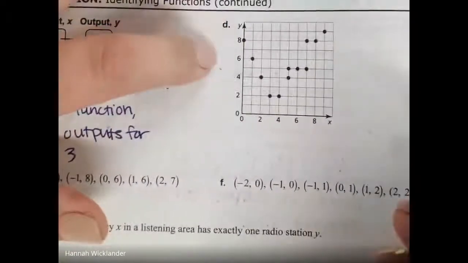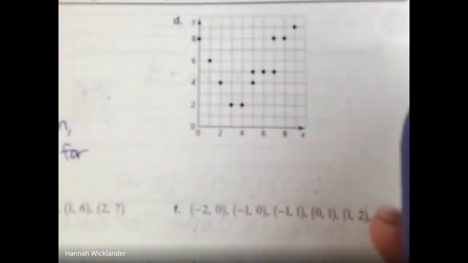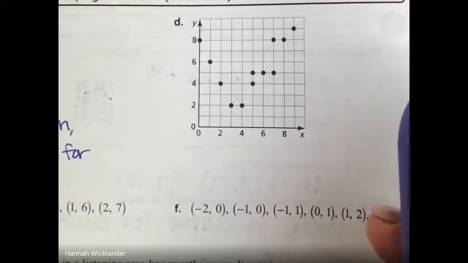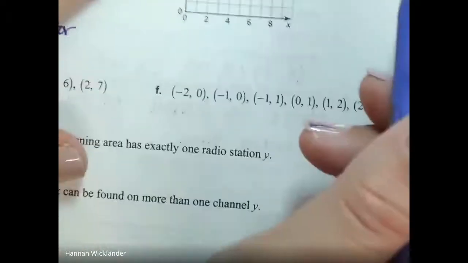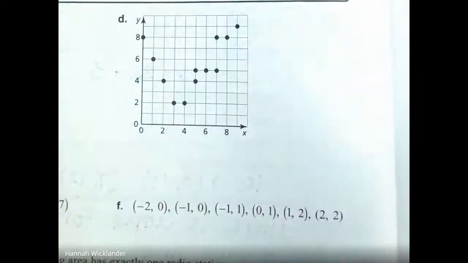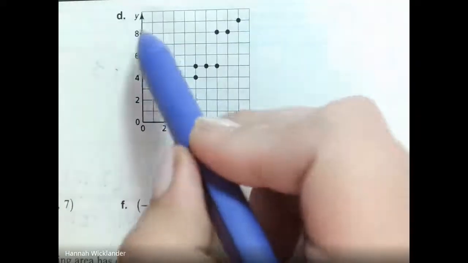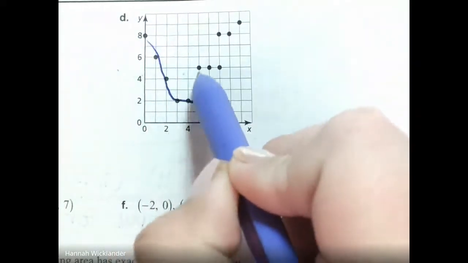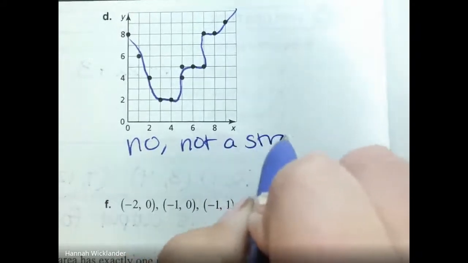Okay, now if we come to D, oh, that looks really weird. Okay, so D, is this a function? No, because it's not a straight line. If I were to connect my dots, that's not a straight line. So no, not a straight line.